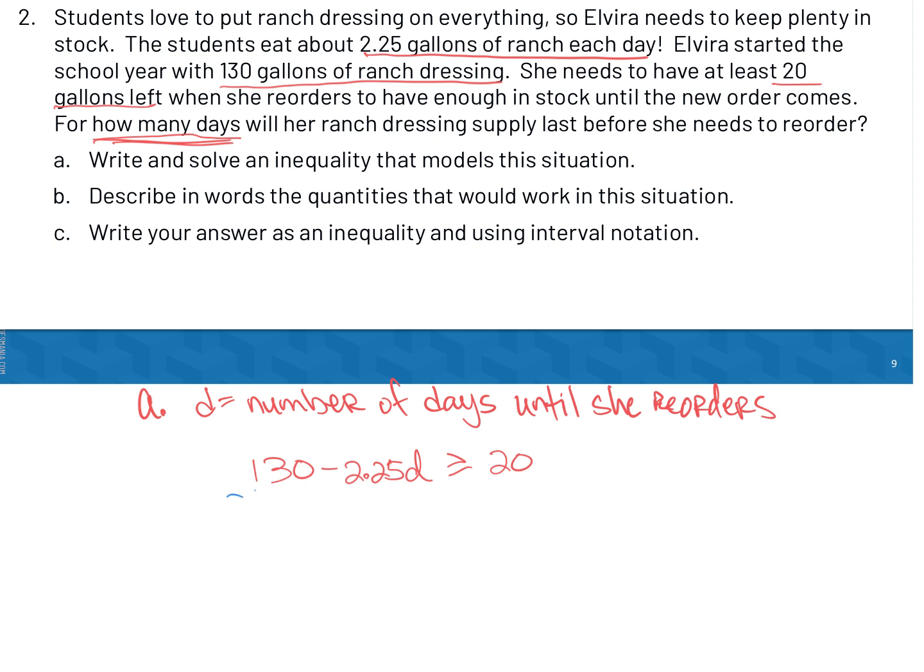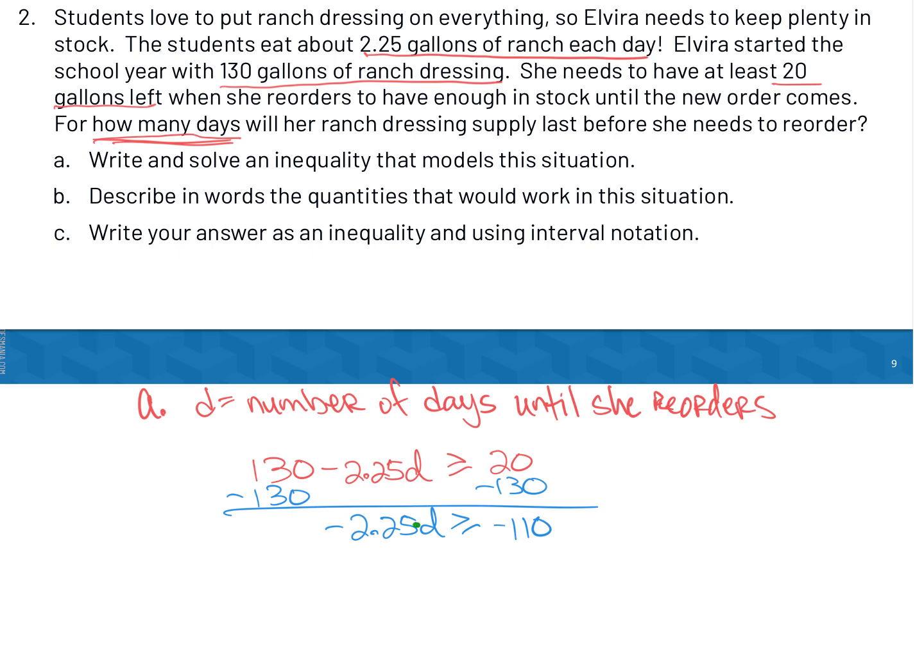All right, so we're going to subtract 130 from both sides. So we have negative 2.25D is greater than or equal to 20 minus 130, which is negative 110. Ooh, we have this negative stuff. Huh, that's kind of weird.